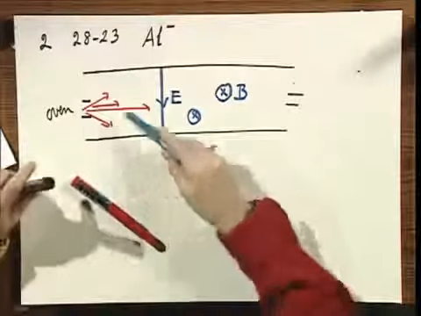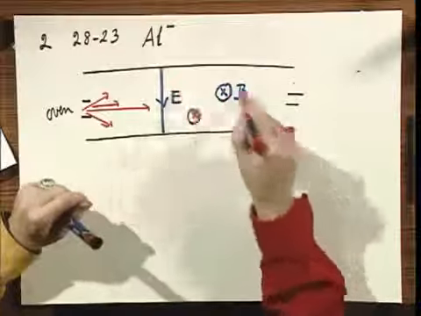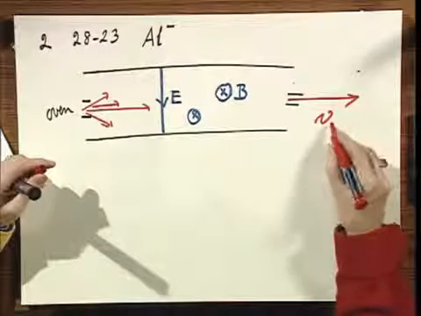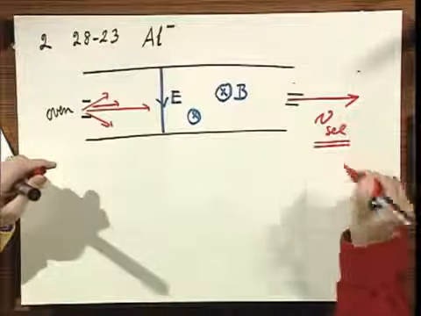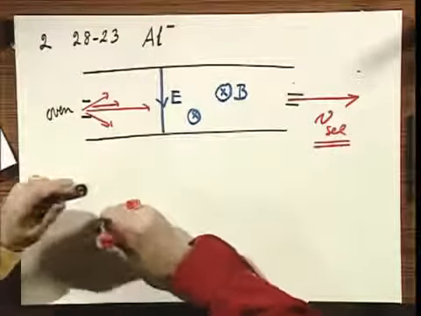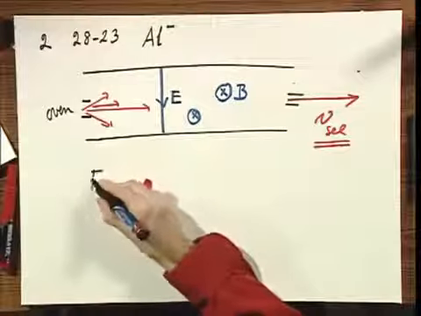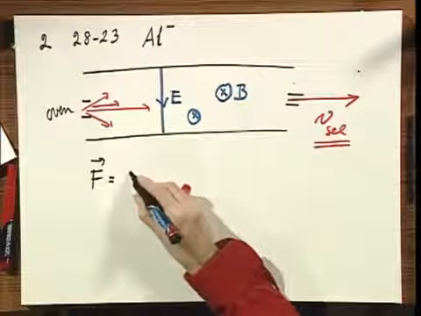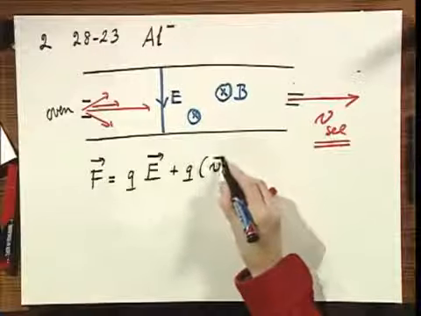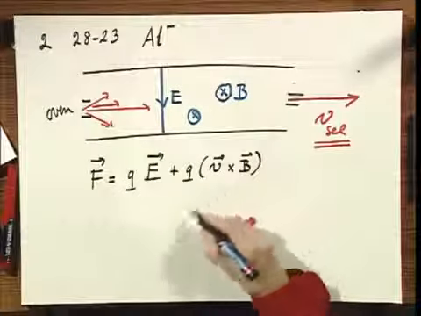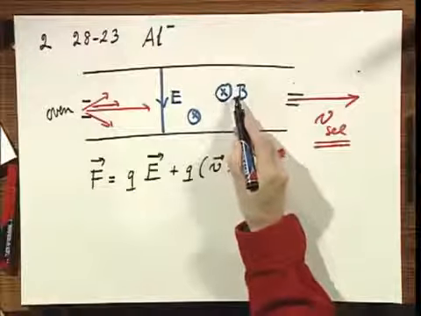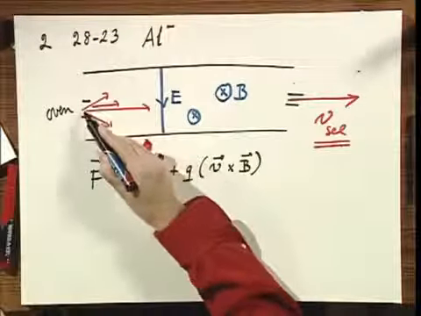And now there is a remarkable consequence of this setup, that by adjusting E and B, I can select here aluminum ions which have a specific velocity, speed. I call it V selected. And how does that work? The force on these ions equals Q times E plus Q times V cross B. Well, if I make the force on these ions 0, then obviously they will not be deflected.